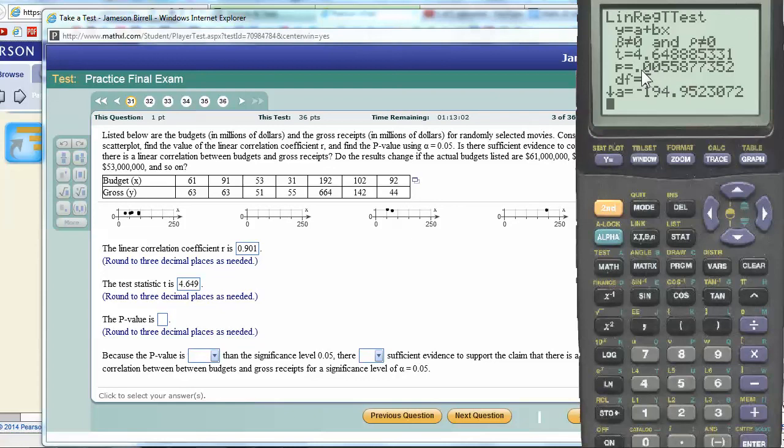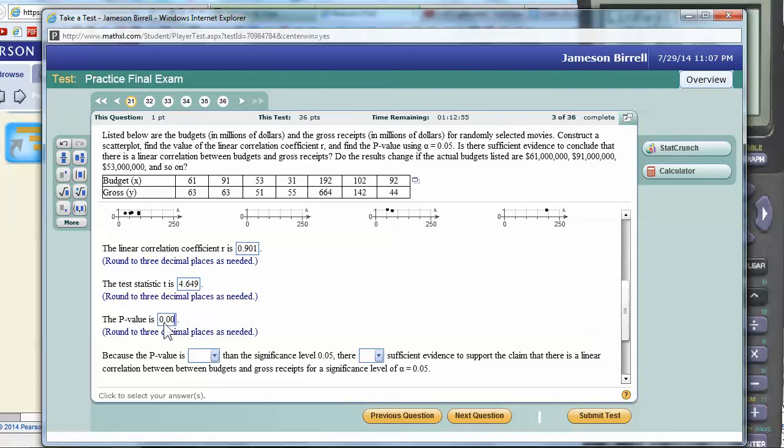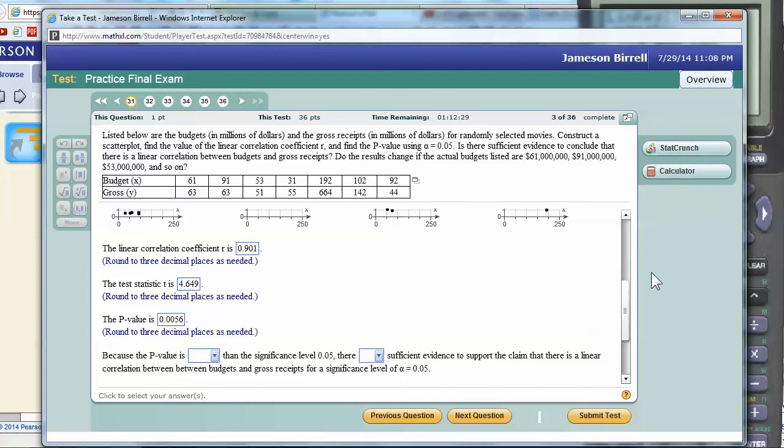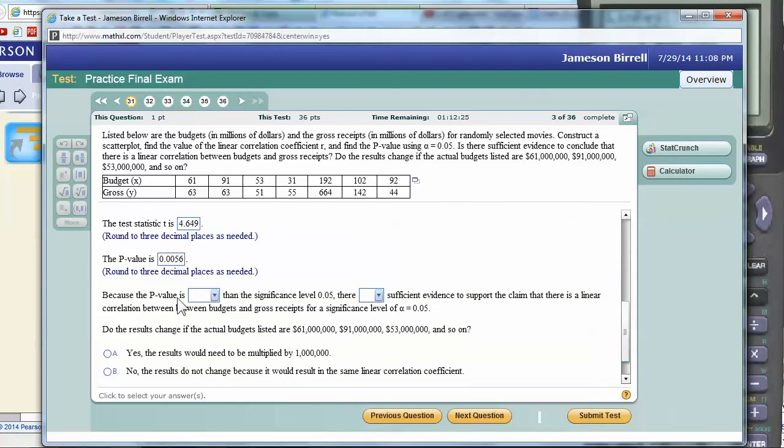Actually, let me check. So our p-value is 0.0056. But is that also on the StatCrunch? Yeah, here's a parameter slope and test statistic 4.649, and here's the p-value 0.0056. So it also did it there, which is going to be your better tool when you're taking the test, since you're already going to have the web page up and you're going to have the StatCrunch tool right there. Okay, because the p-value is, in this case, less than the significance level. Remember, if it is less than the significance level, that means that all of the p-value is falling into the critical region.